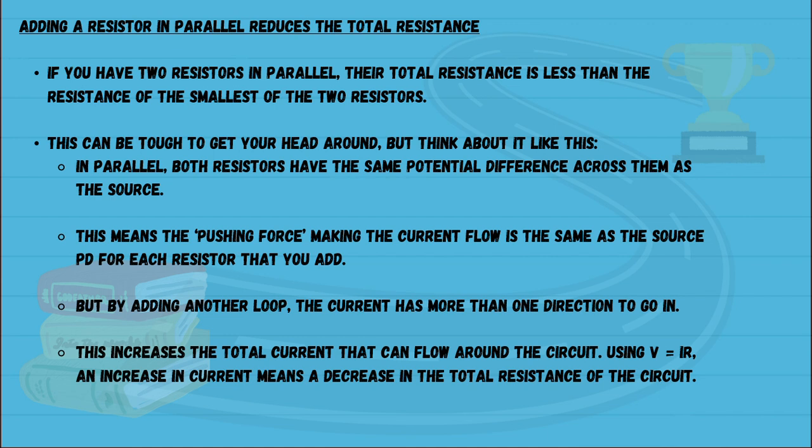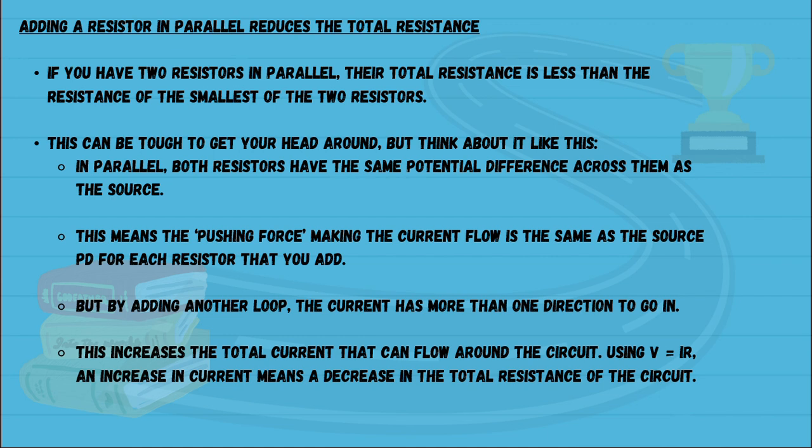Adding a resistor in parallel reduces the total resistance. If you have two resistors in parallel, their total resistance is less than the resistance of the smallest of the two resistors. This can be tough to get your head around, but think about it like this.